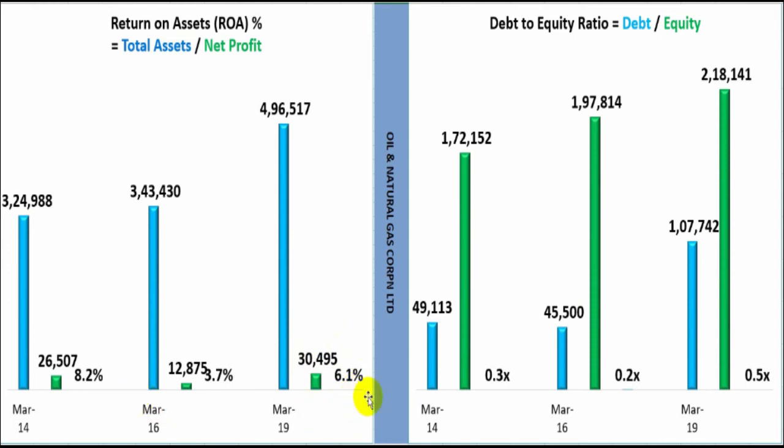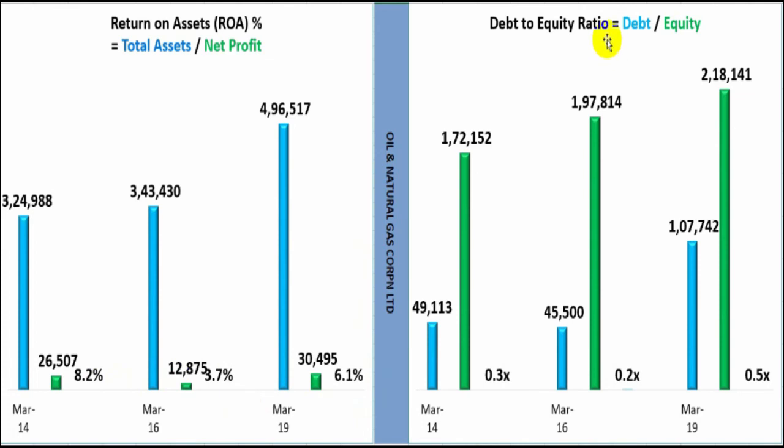Here there is no benchmark as such, but we can look at what past returns the company had generated on its assets. We can see 8.2, 3.7 and 6.1. So it is varying between different years.